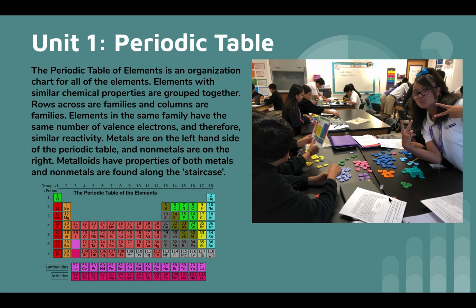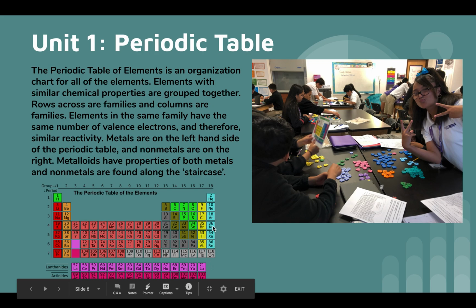We also learned about the periodic table. So the periodic table is an organization chart for all of the elements, okay? Elements with similar chemical properties, that means that they react similarly in reactions, are grouped together. Rows across are called periods, and columns up and down are families. Elements in the same family have the same number of valence electrons and therefore similar reactivity.